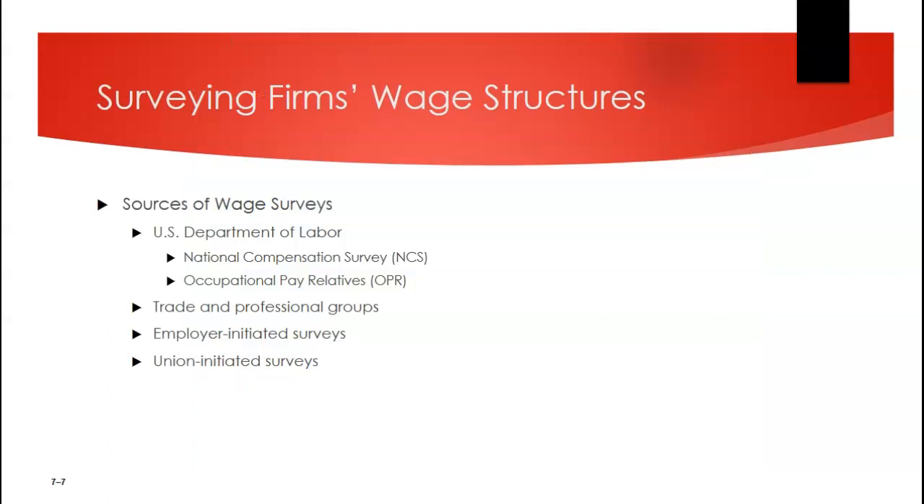So in terms of how we do wage surveys, the U.S. Department of Labor actually does a couple of things. They have what they refer to as the National Compensation Survey and the Occupational Pay Relative Survey. And what those surveys do essentially is determine what people in specific industries are getting paid. We also have trade and professional groups. So if you belong to a particular manufacturing group, you might even have employer surveys or union surveys as well.